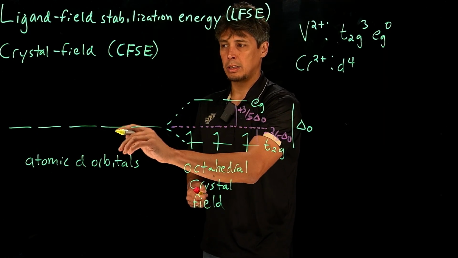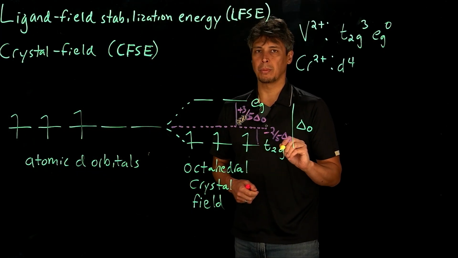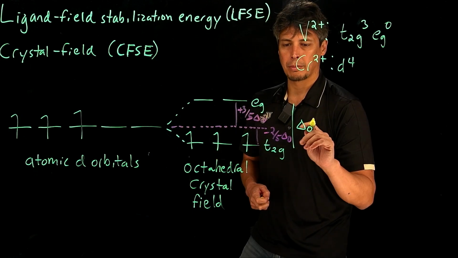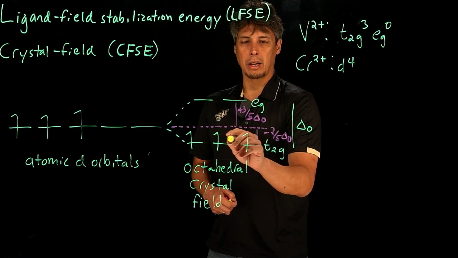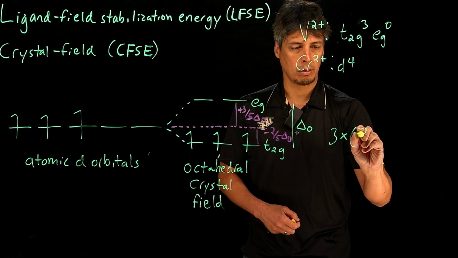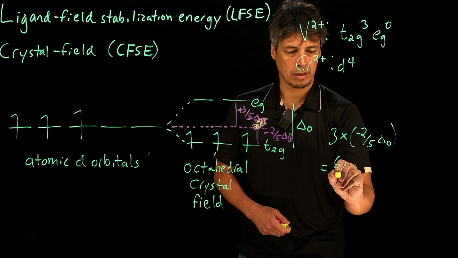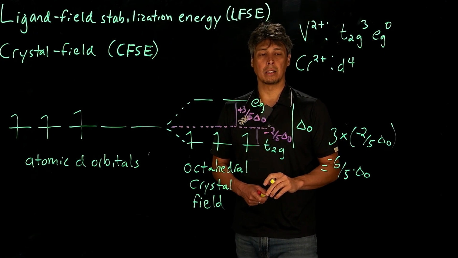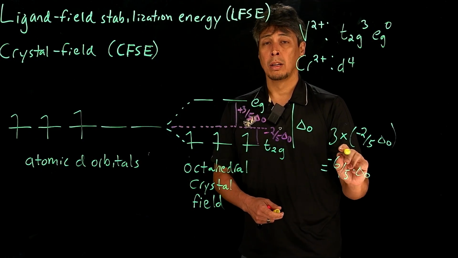compared to the atomic d orbitals, where all the electrons would be in the 3d orbitals, which are all degenerate, the 5 of them, in the octahedral crystal field we have stabilized the electron configuration by 3 times -2/5 delta O, which is equal to -6/5 delta O. So we've stabilized the energy in the octahedral crystal field by this much, by -6/5 times the energy of delta O.